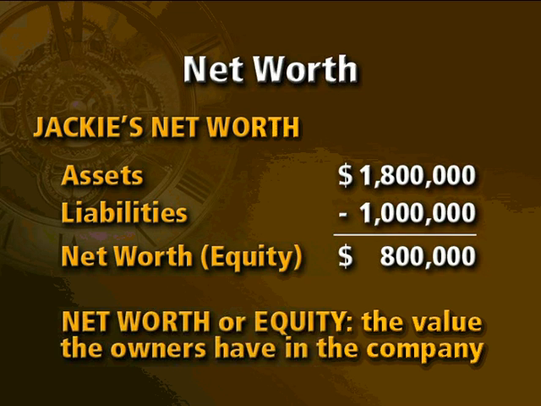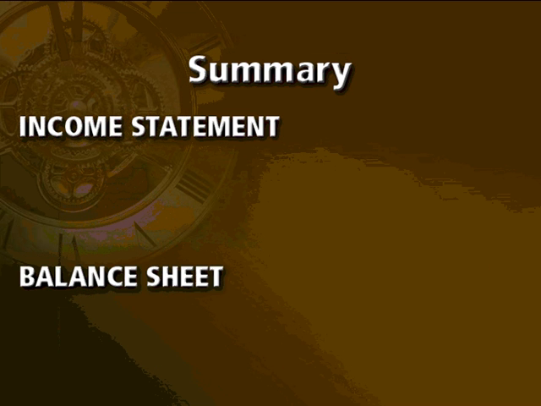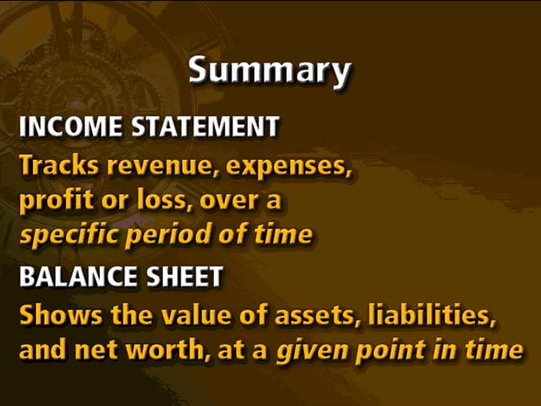To summarize the income statement and balance sheet again, the income statement tracks revenue, expenses, and profit or loss over a period of time. The balance sheet shows what your assets, liabilities, and net worth are at a specific point in time.